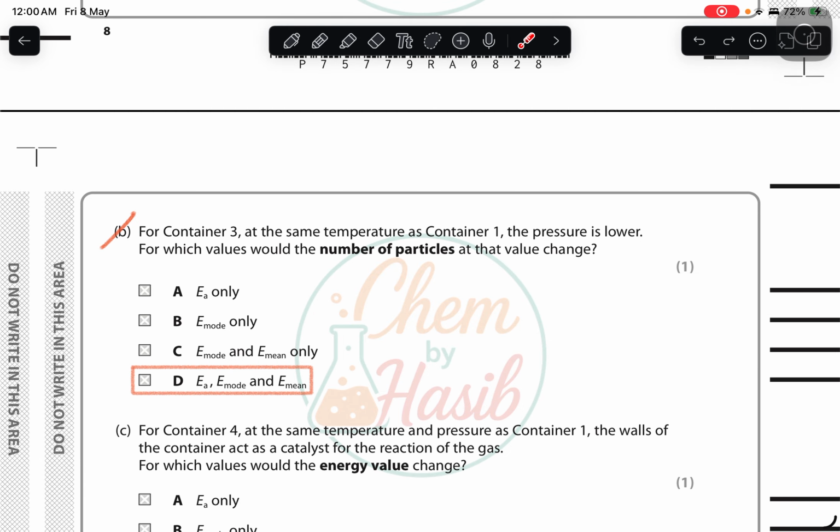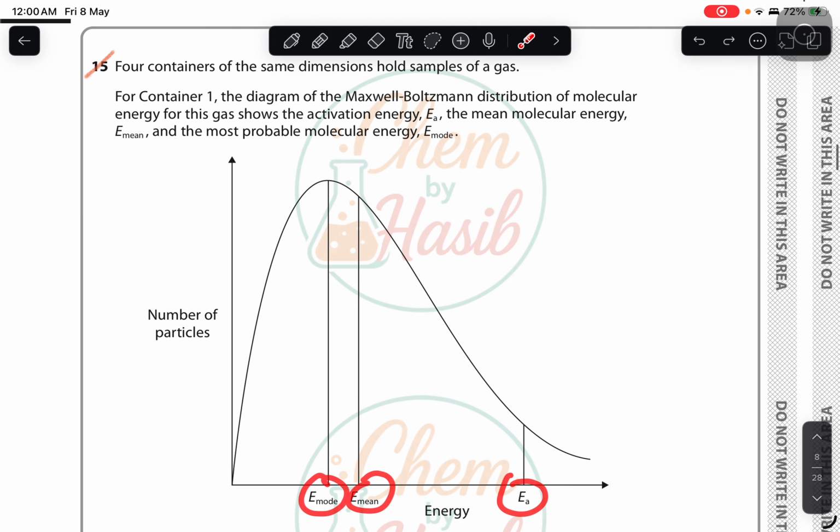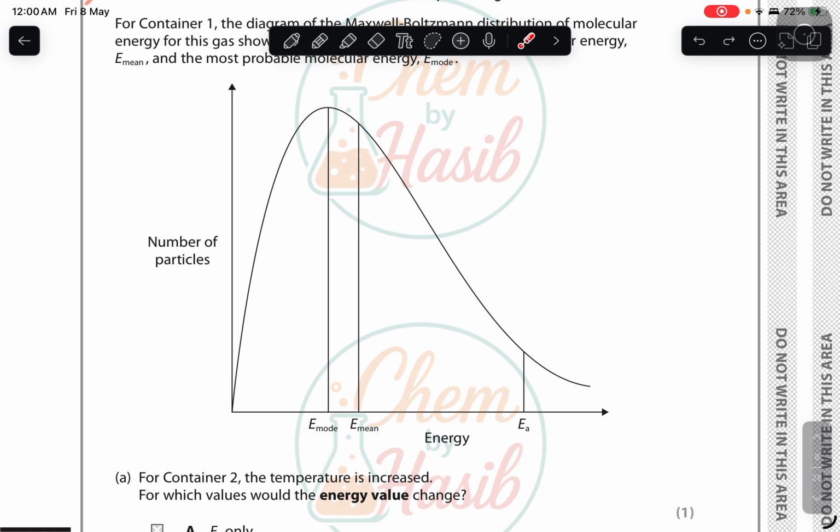They did not ask about whether activation energy decreases, or whether these values would decrease. They asked about the number of particles that would decrease. They are asking about these numbers, whether these number of particles would decrease or not. So if you decrease the pressure, the number of particles decreases. So the overall curve would look smaller, so definitely the number of particles in these regions would also decrease.